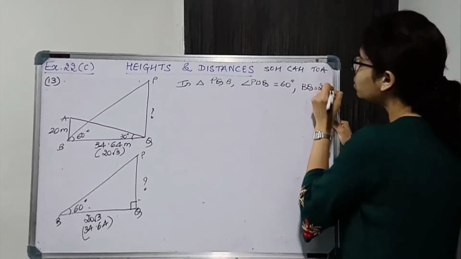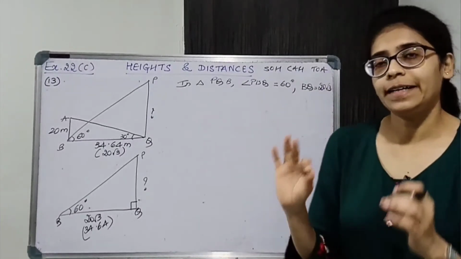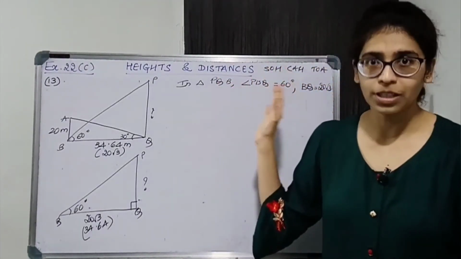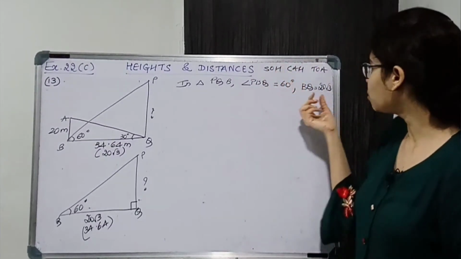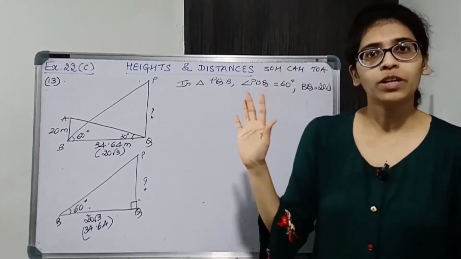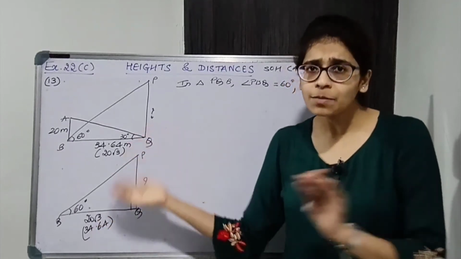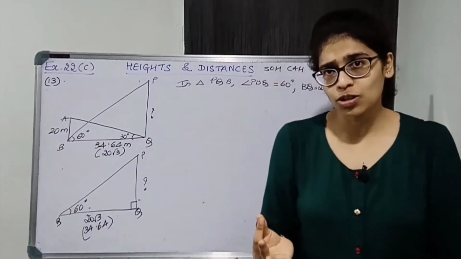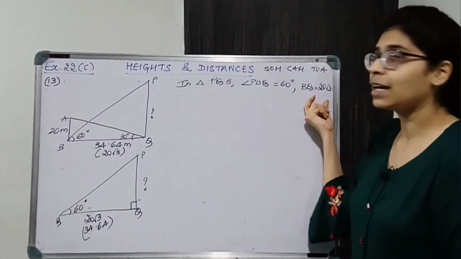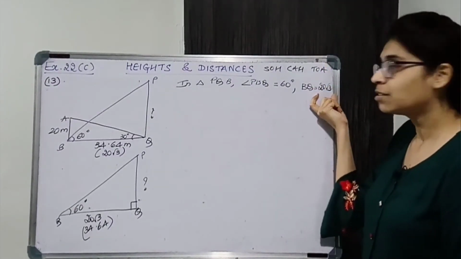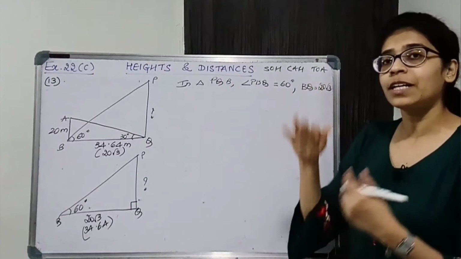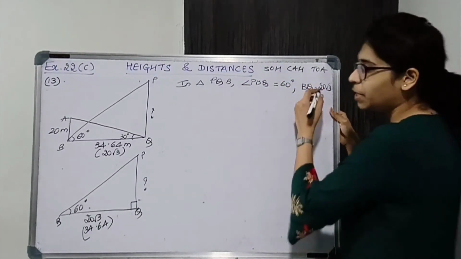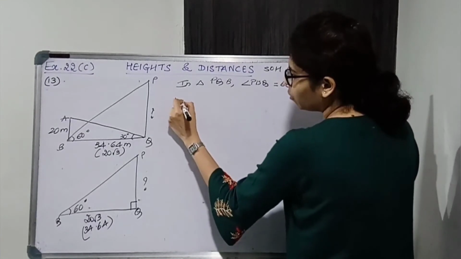Don't consider decimal, I'll tell you why. Because ultimately sometimes the root vanishes. So make sure that you write down the root value. Don't write the decimal value. You can substitute the decimal value, you will still get the correct answer, but I would suggest that you don't take the decimal value, instead consider this root value. Sometimes the root vanishes. So BQ is 20 root 3. Take tan of the angle.